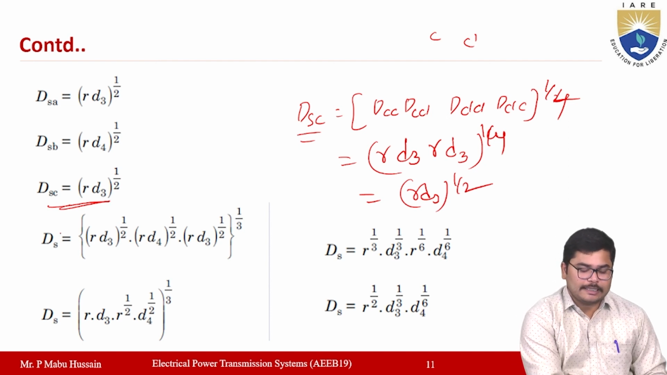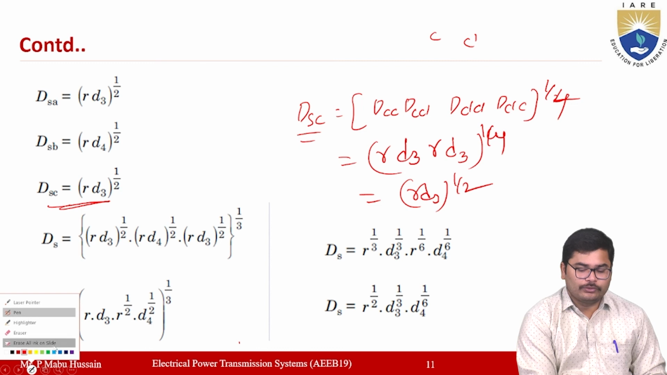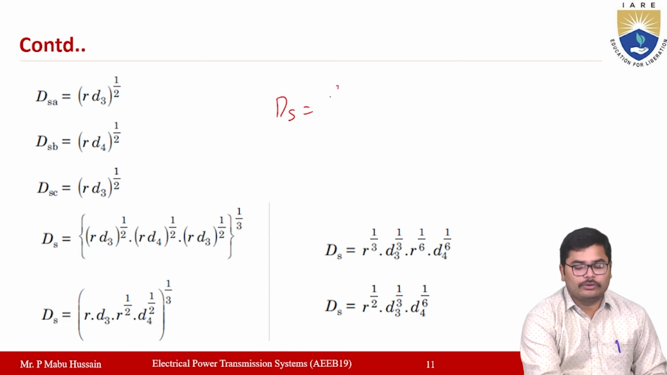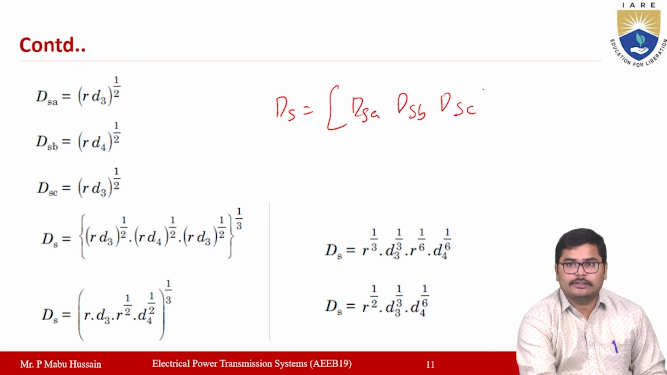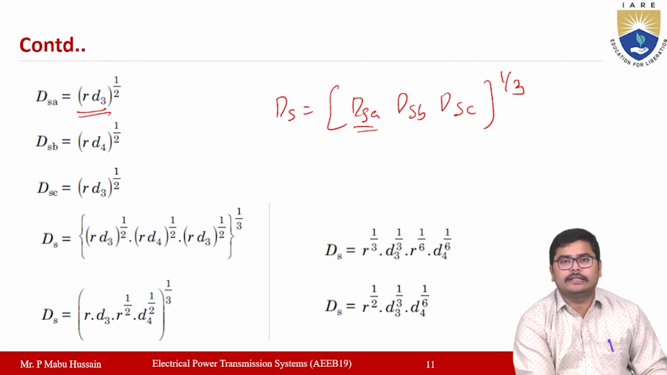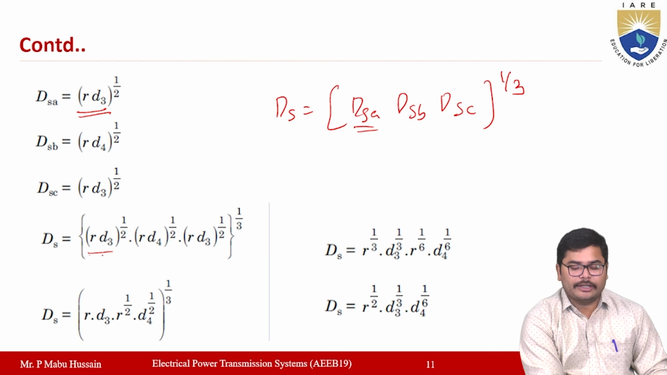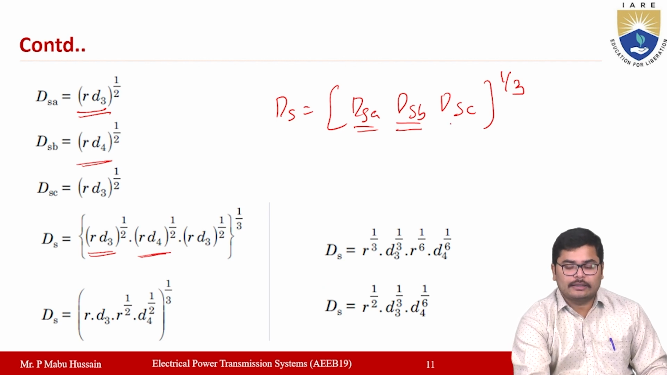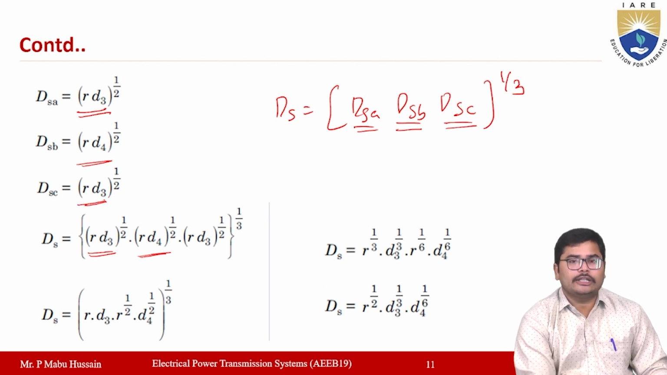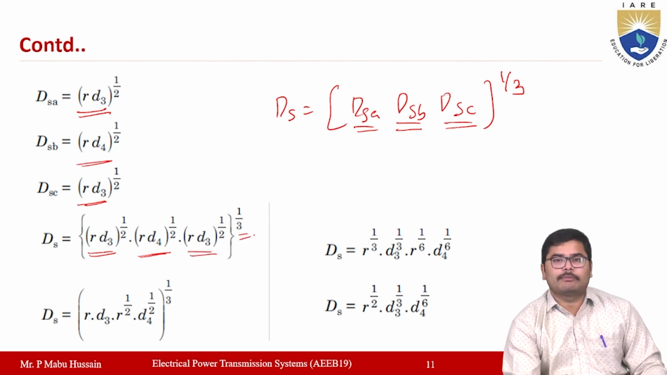So the value of DS you can calculate now, right? The value of DS is equal to DSA into DSB into DSC whole to the power of 1 by 3. Okay, and the value of DSA here is R into D3 whole to the power of 1 by 2, that we have written here. The value of DSB is R into D4 whole to the power of 1 by 2, here we have written. The value of DSC is R into D3 whole to the power of 1 by 2, that we have written here, whole to the power of 1 by 3.